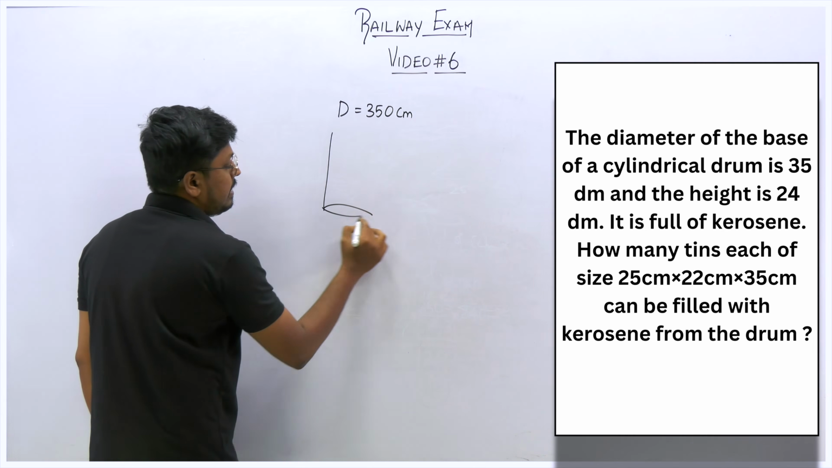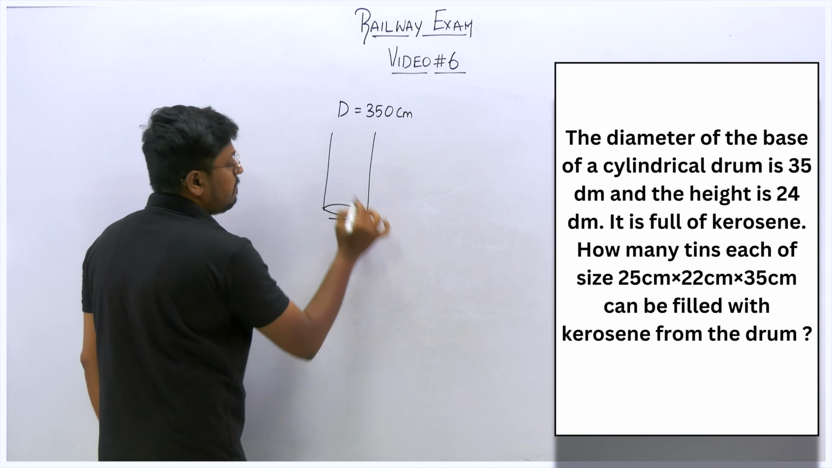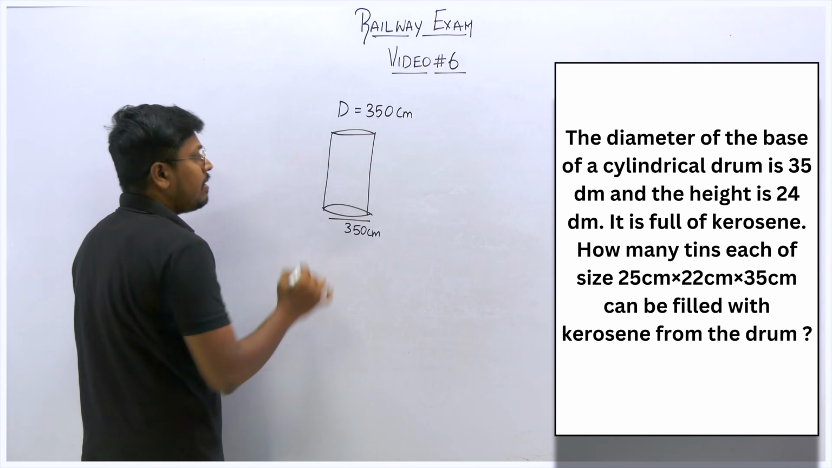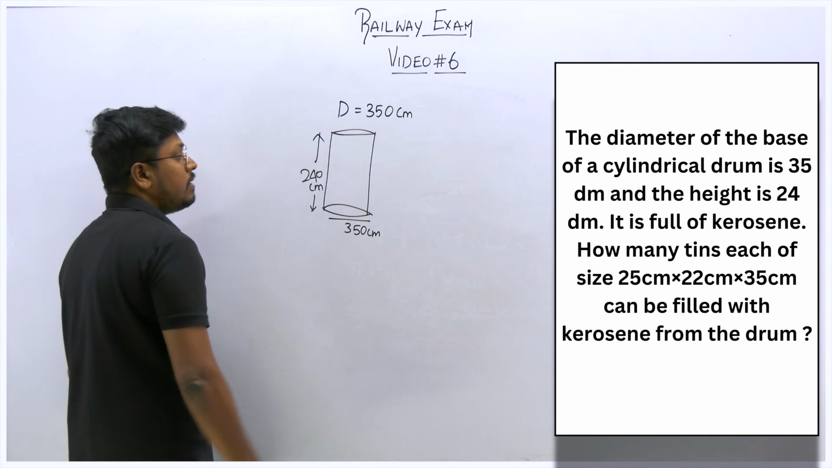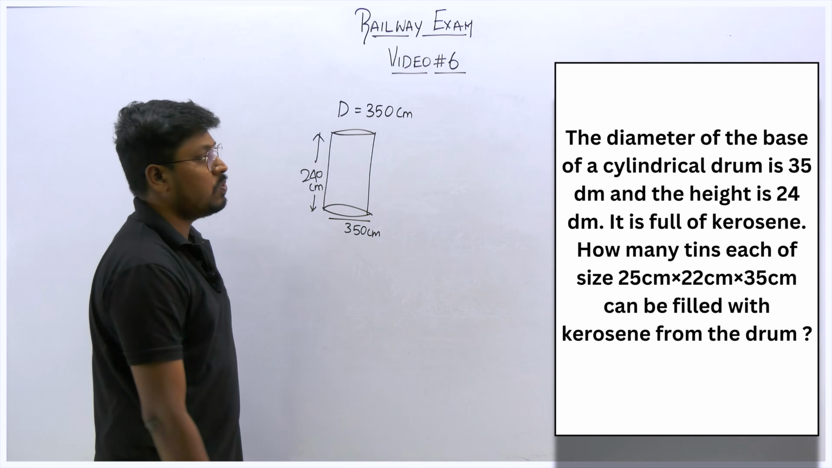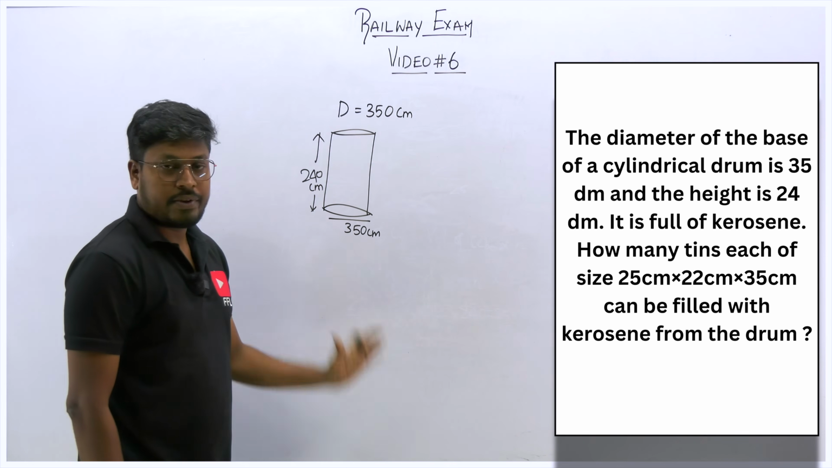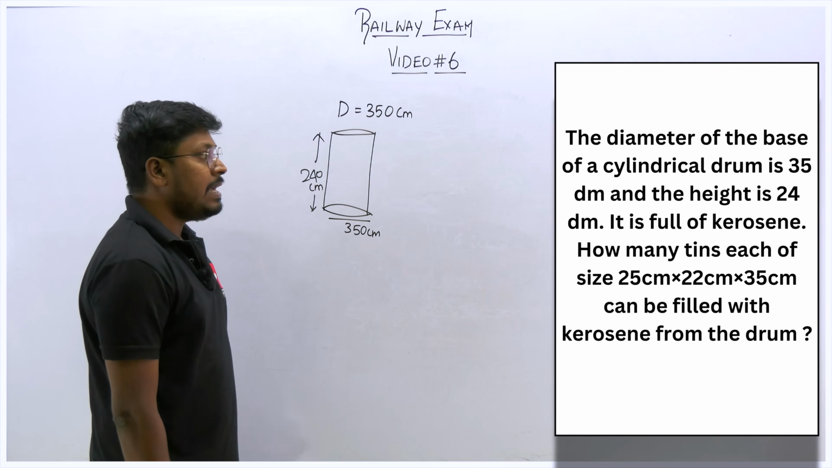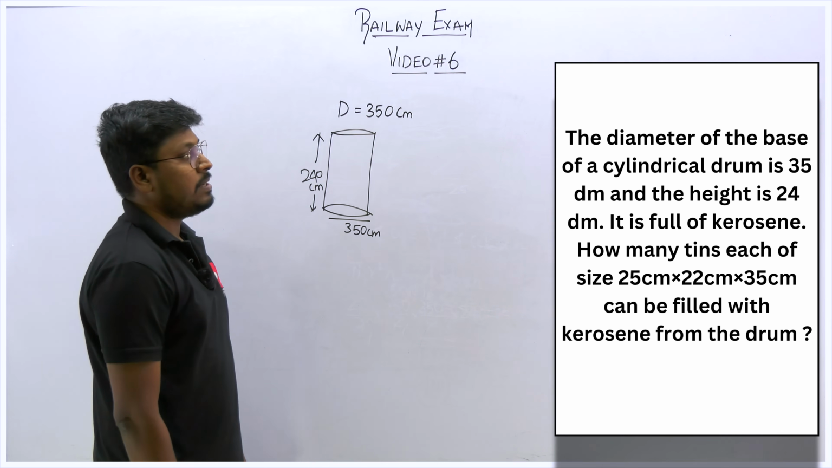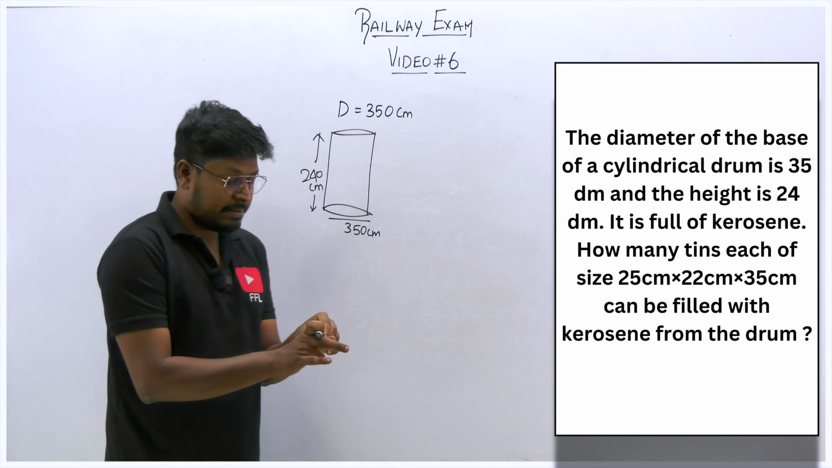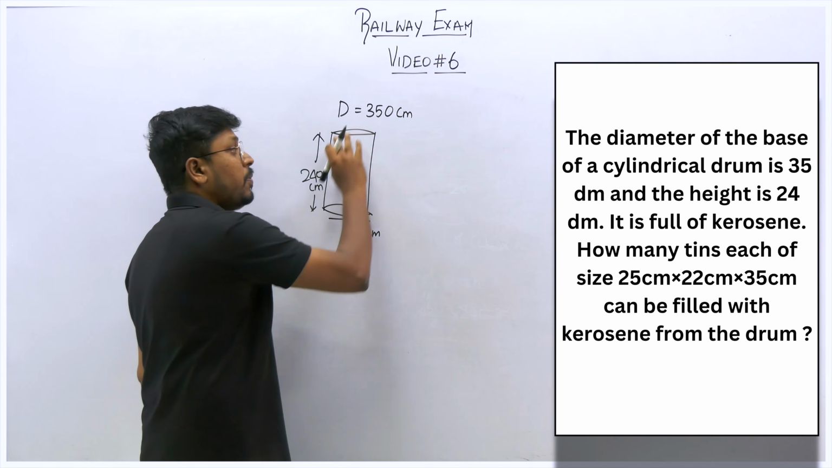So they have given a cylinder which has a diameter of 350 centimeter. And what about the height? Height will be 24 dm, which means 240 centimeter will be the height of the cylinder. They have given these two values. And then it is full of kerosene. So this cylinder contains full of kerosene. How many tins, each of size 25 centimeter, 22 centimeter, 35 centimeter, can be filled with the kerosene from the drum? So the question here is, the kerosene which is inside the cylinder is poured into a tin.